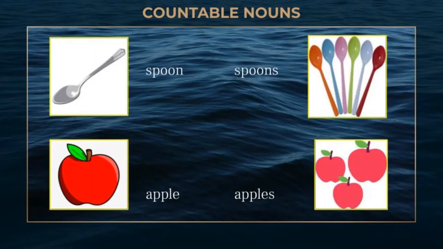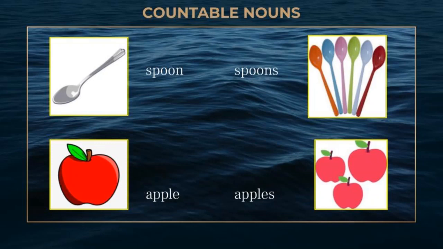Look at the given example. Okay, students, the given example is spoon. Spoon is a singular noun. Okay, let us see the next picture, that is spoons. The plural form of spoon is spoons. We have to add s to the word spoon to make it plural. Okay, students, the singular noun is spoon. The plural noun is spoons.